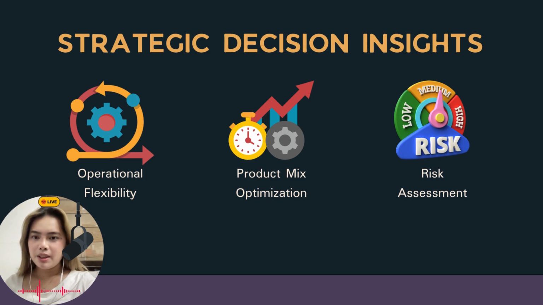Sixth, product mix optimization. For multi-product environments, CVP analysis assists in determining the most profitable combinations, especially under capacity constraints, to maximize overall profitability. The last one is risk assessment, as it highlights the levels of activity that pose higher risk, guiding strategies to mitigate potential losses or leverage profit opportunities.